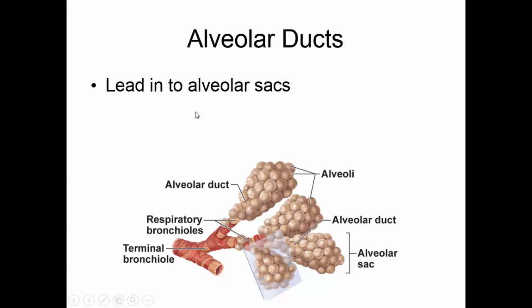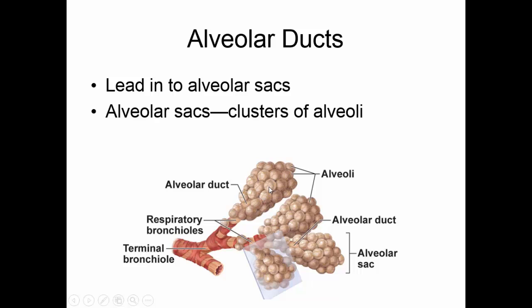And the bronchioles are going to lead into the alveolar ducts. The alveolar ducts go into the alveolar sacs. The alveolar sacs are simply clusters of alveoli. Alveoli are individual little air sacs. This is where we will exchange oxygen and carbon dioxide.